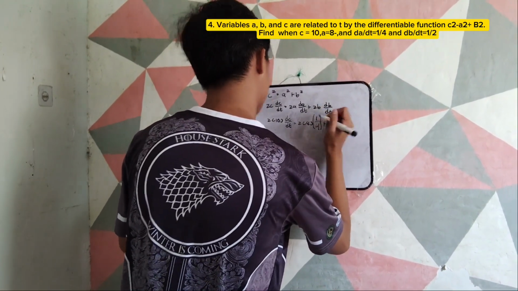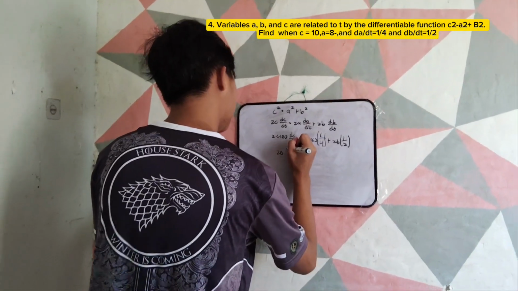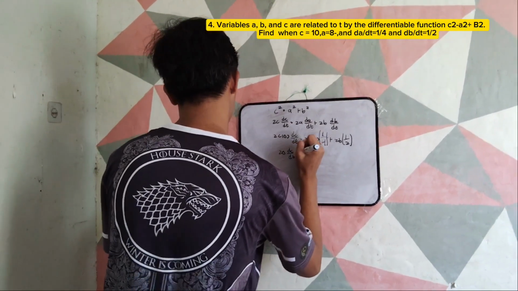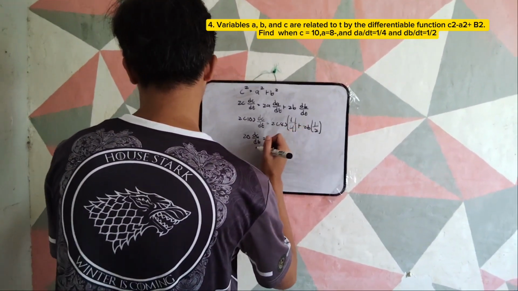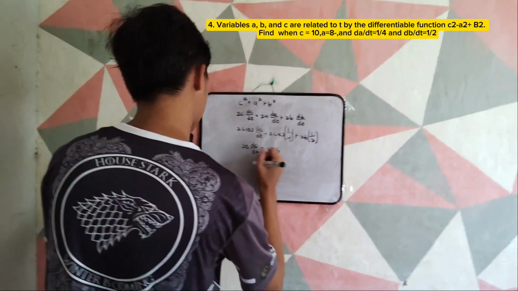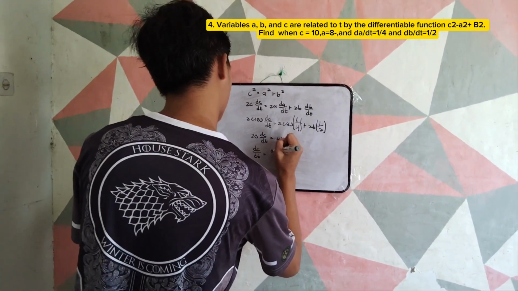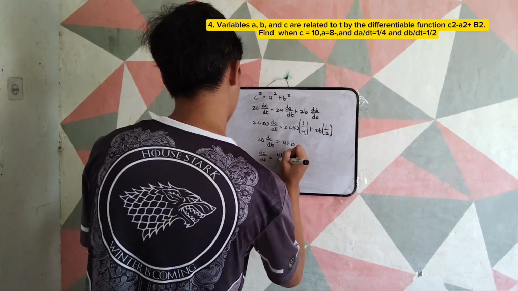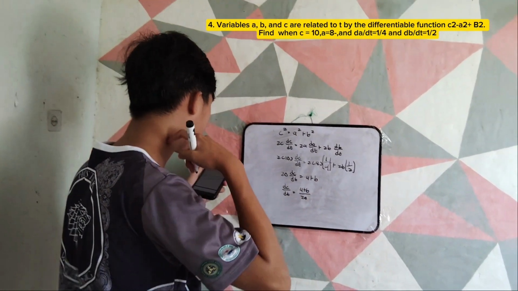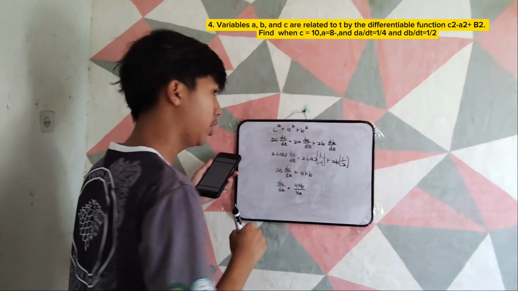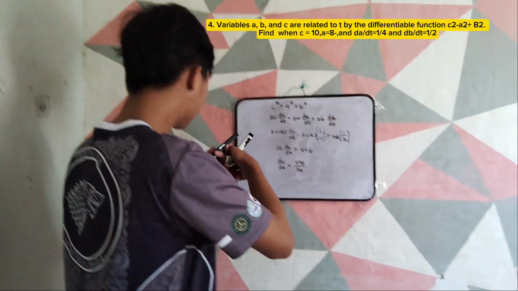This will be 1/4. So next is 2 times 10, 20 dc over dt is equal to 4 plus b. So therefore dc over dt is equal to (4 plus b) over 20. The question did not provide the value for b, so we must find the value using the given function.